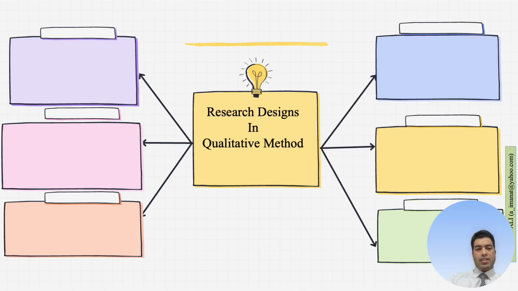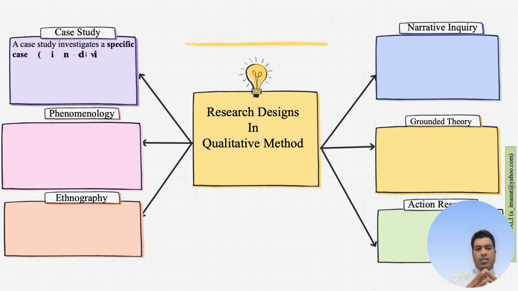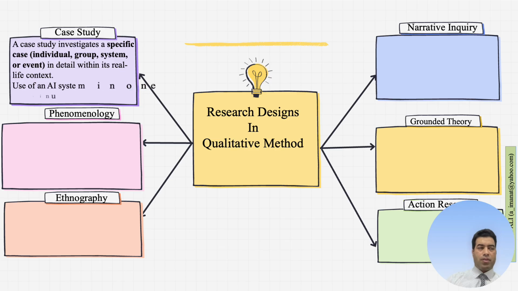Let's move to the research design in qualitative methods. The research designs used in qualitative methods are case studies, phenomenology, ethnography, narrative inquiry, grounded theory, and action research. Case study is a specific case of an individual, a group, or a system, to know the reality in a real life context.